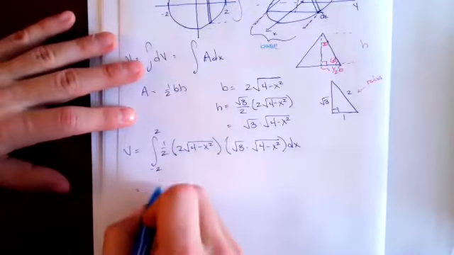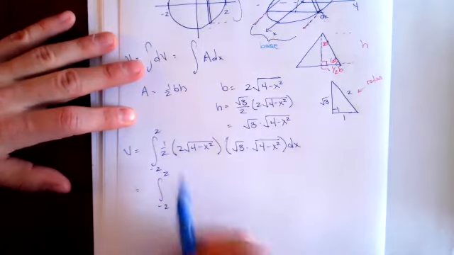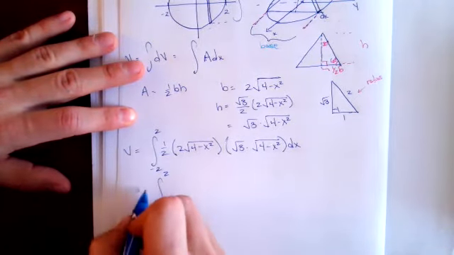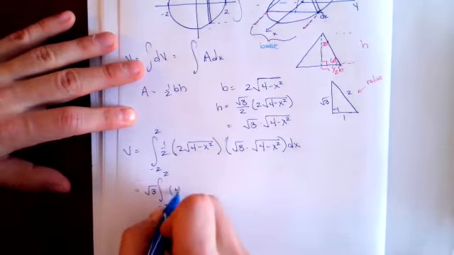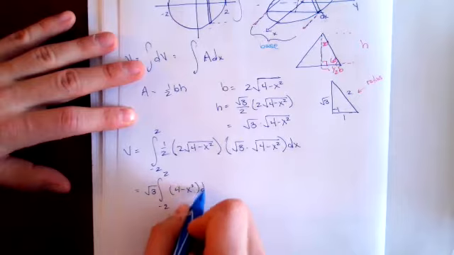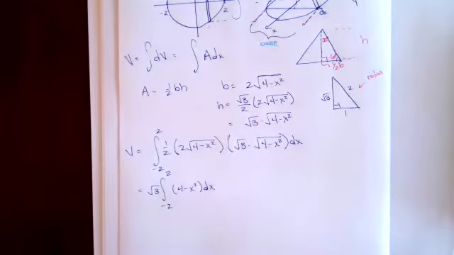So simplifying that, not too bad, -2 to 2. We've got that 1/2 and 2 are going to cancel. I've got a square root 3, it looks like the constant that's going to be hanging out. And then just 4 minus x squared dx. Square root goes away nicely. Any questions on that one?